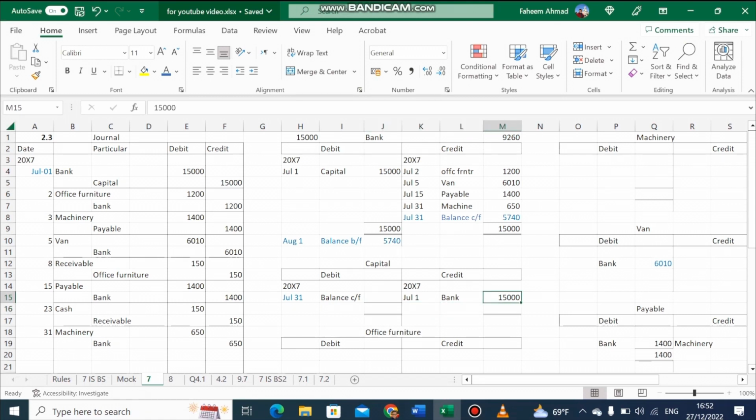In this one, on credit side, I got 15,000. On debit side, I got 0. So 15,000 will go in total column, and the same amount you will copy here as well. Now, balance carried forward, 0 compared with 15,000. So it's obvious it's 15,000 here.